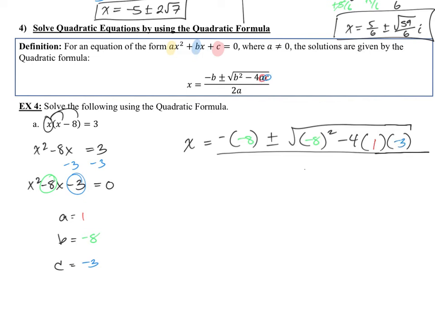And then 2 times A. And our A value was 1. All right, so we plugged everything in correctly. Let's go ahead and simplify. You could pause the video and try to simplify this on your own.